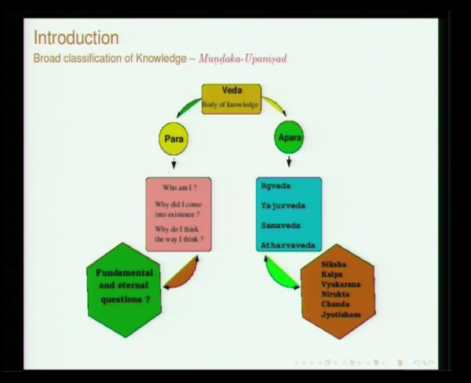Here we have a passage in the Mundaka Upanishad, which tries to classify the body of knowledge itself into two groups: one is called Para, the other is called Apara. Para deals with the most fundamental questions: who am I, what is the purpose of my existence, what is my connection with all this. This is the domain of Para, and all the other things are put under Apara.